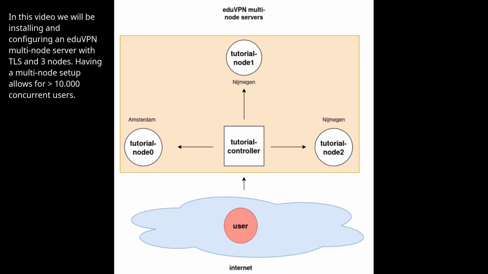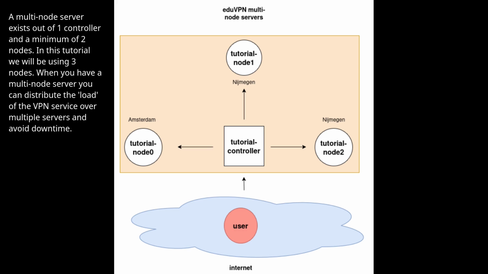In this video, we will be installing and configuring an eduVPN multi-node server with TLS and 3 nodes. Having a multi-node setup allows for more than 10,000 concurrent users. A multi-node server exists out of one controller and a minimum of 2 nodes. In this tutorial, we will be using 3 nodes.